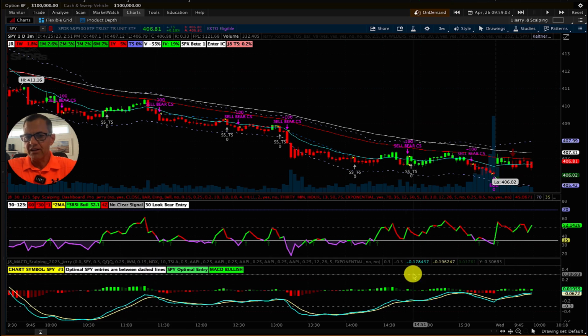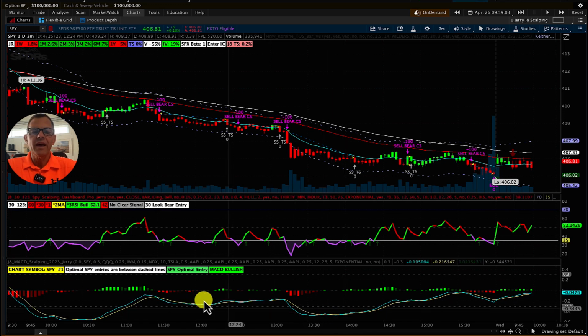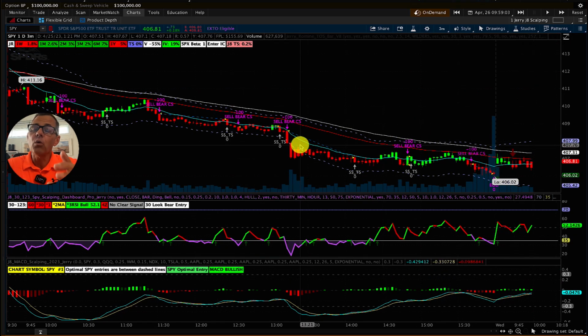So here you can see the dashed line at the top, the dashed line at the bottom. If we're below or above the dashed lines, that's not an optimal entry, and it's also telling us right now that the MACD is bullish. So that's a basic overview of what we're looking for.